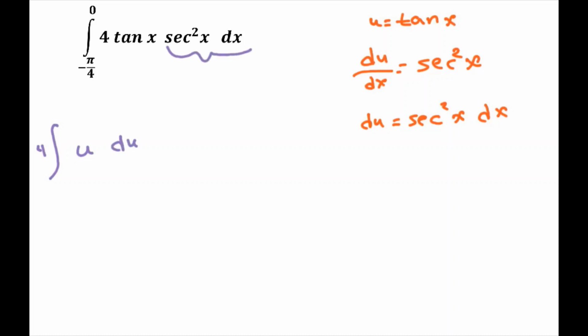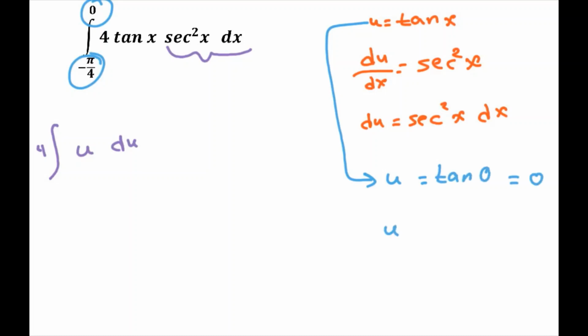What about the limits of integration? I'm going to substitute u with 0 and with negative pi over 4. So first, u will be equal to tangent 0. That's 0. And u equals tangent negative pi over 4, which is negative 1. So you can say here that's going to be 0 and that's going to be negative 1.